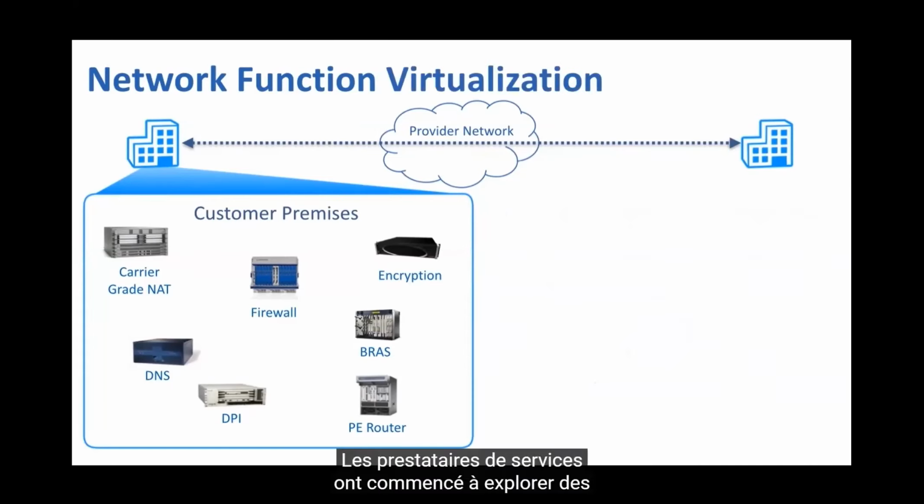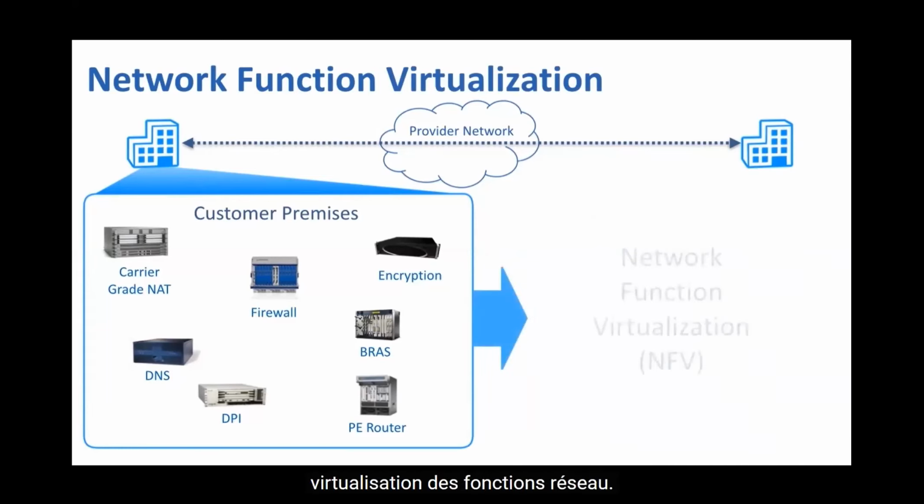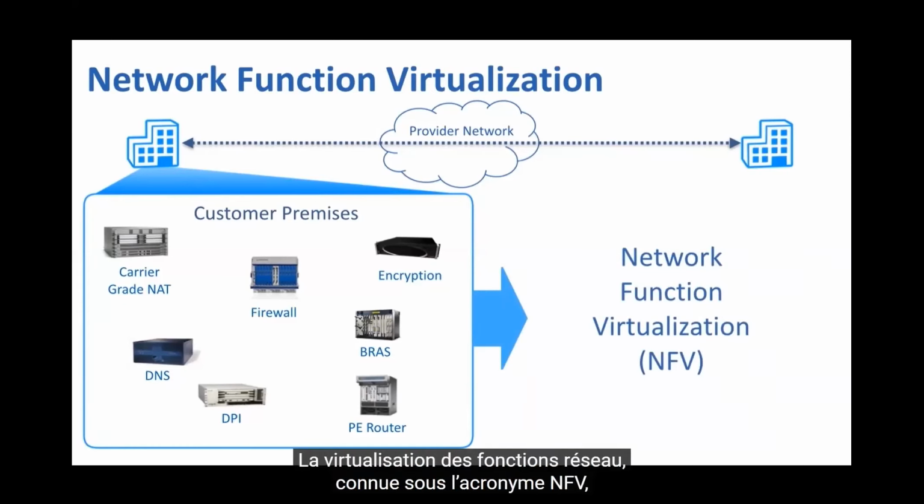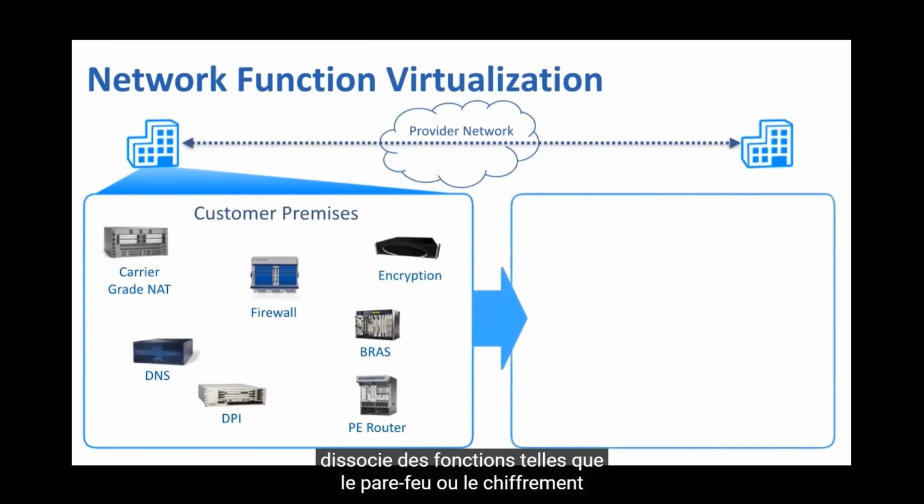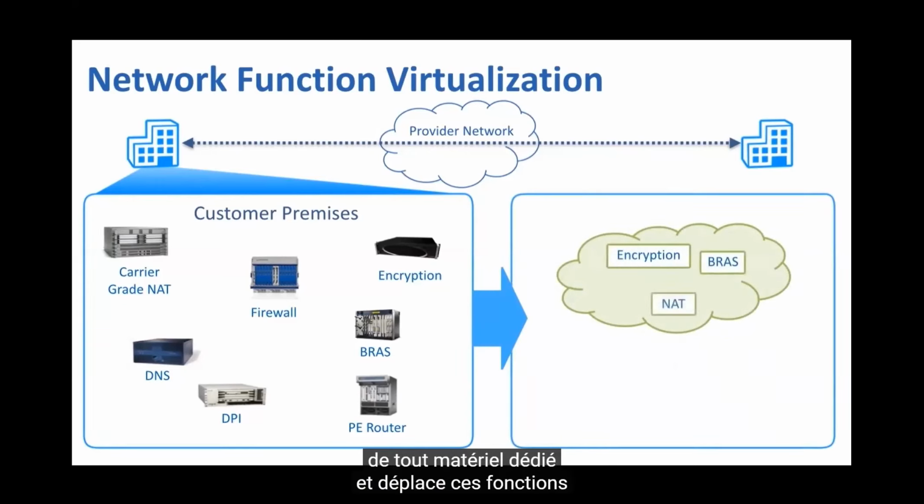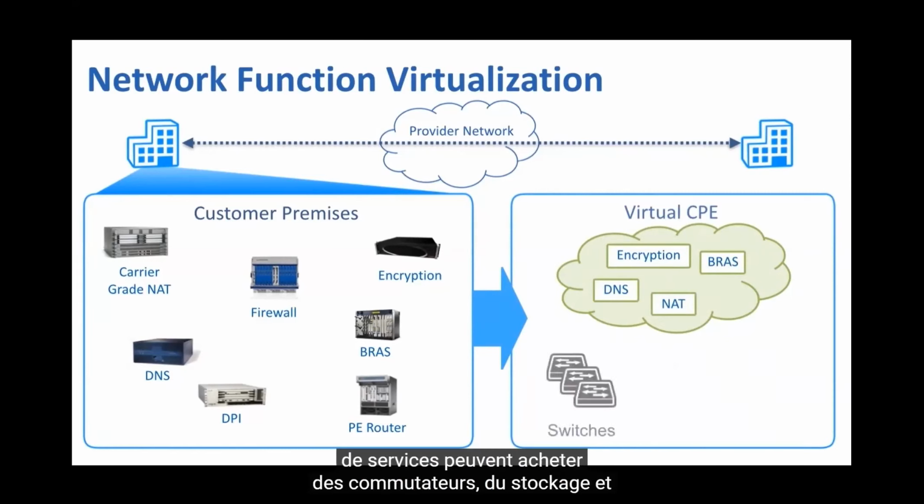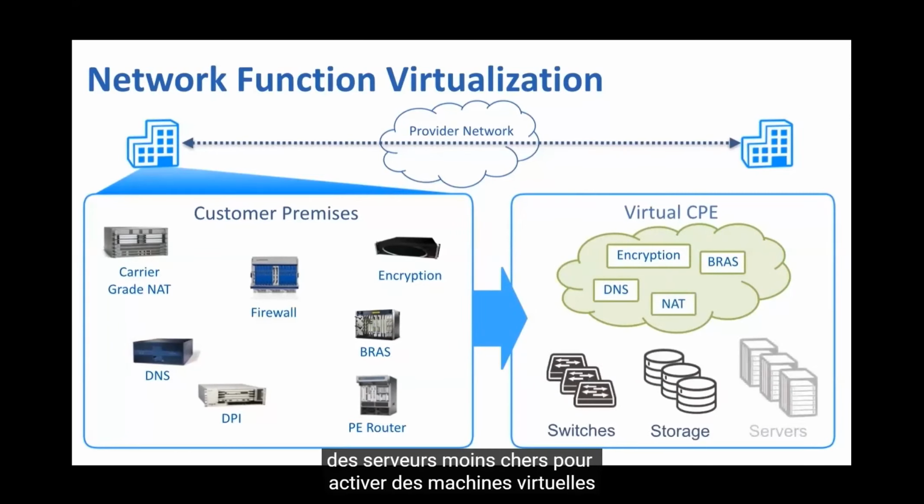Service providers began exploring ways to reduce cost and accelerate deployments through network function virtualization. Network function virtualization, or NFV, decouples functions like a firewall or encryption from dedicated hardware and moves the function to virtual servers. Instead of installing expensive proprietary hardware, service providers can purchase inexpensive switches, storage, and servers to run virtual machines that perform network functions.